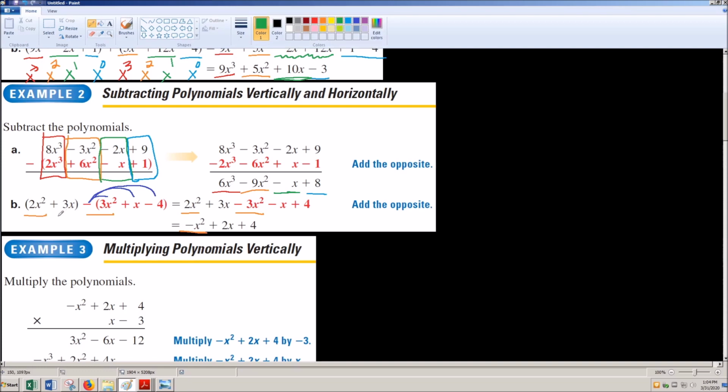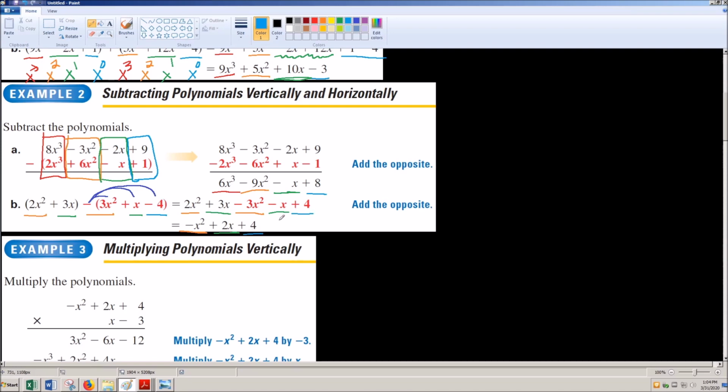My x's are in green. Do my distribution. And I'm going to add these things up, so I just get 2x. And then last but not least, I've got a constant here, but I'm subtracting the -4, so really this is addition, and that's where my +4 comes from.